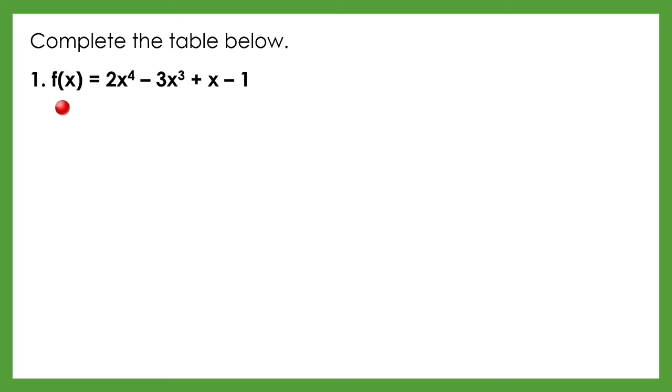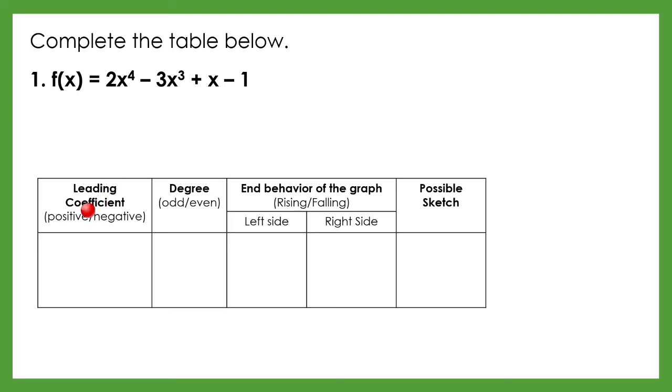Let's have an activity. Complete the table below. Given polynomial function f of x equals 2x raised to the fourth minus 3x cubed plus x minus 1. Determine natin yung leading coefficient kung positive or negative. Determine the degree if it is odd or even. And then determine the end behavior of the graph sa left side and right side if it is rising or falling. And then isusulat natin yung possible sketch.